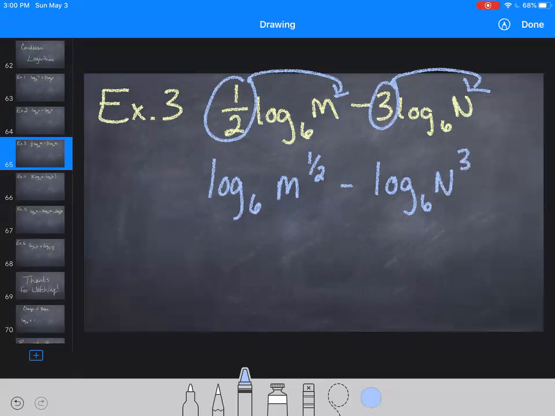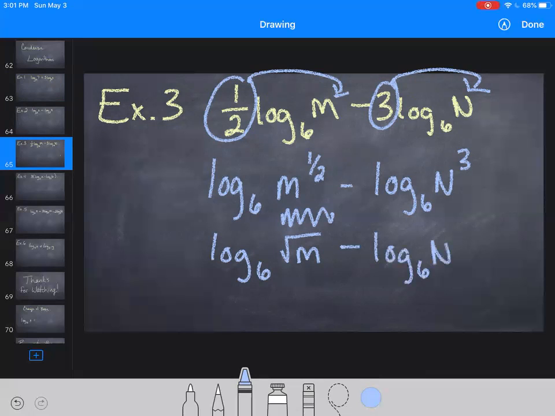Now, if you remember, we said that whenever we have the expanded form, we always wrote it as rational exponents. But when we have the condensed form, we're always going to write them as radicals. So I'm going to go ahead and rewrite this. I'm going to do power over root, and I'm going to rewrite it so I have my radical. So whenever I do that, I have log base 6 of the square root of m minus log base 6 of n cubed. Now I'm condensing further.